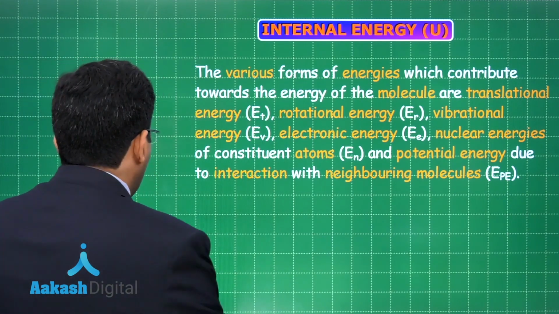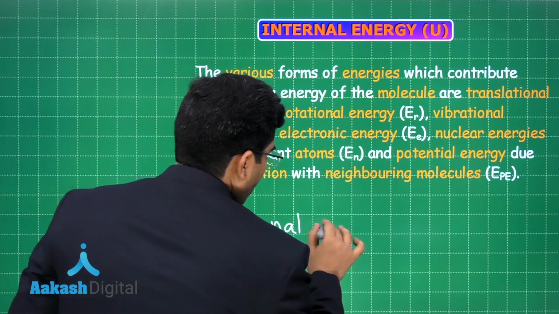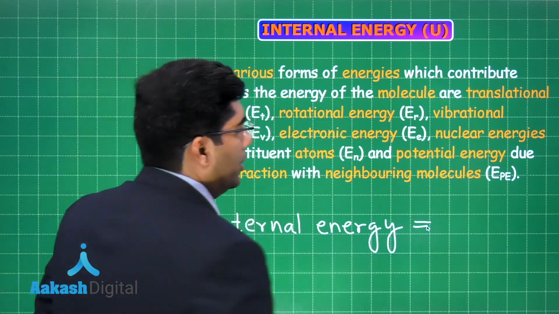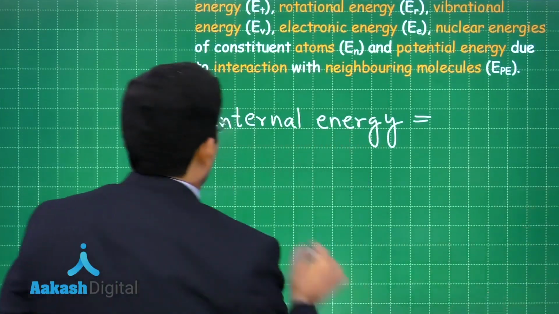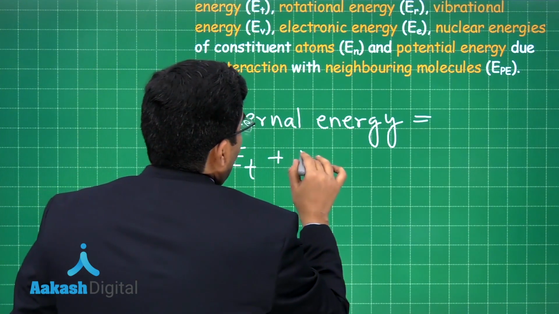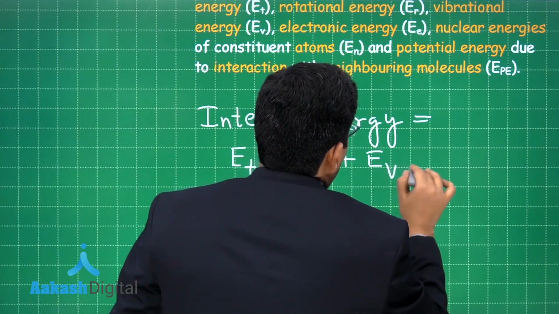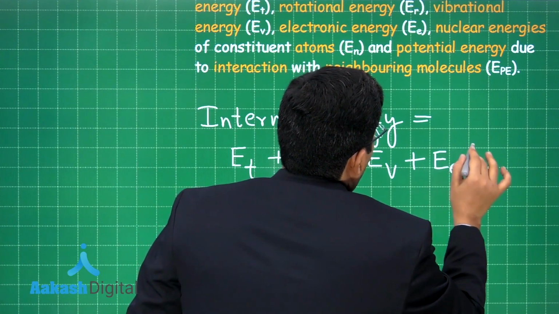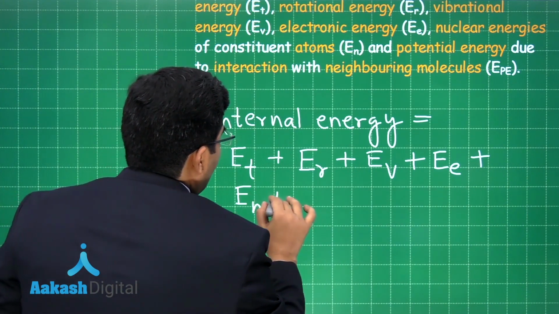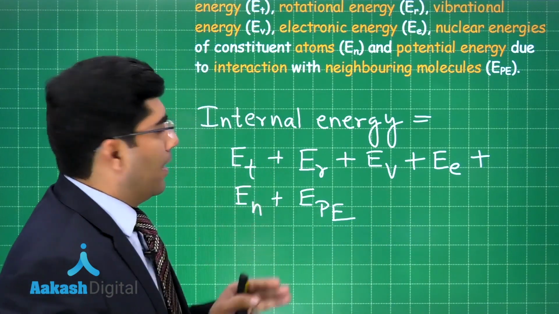So what is internal energy? Internal energy is equal to the sum of these energies, and this will be equal to E T, that is translation energy, plus rotational energy, plus vibrational energy, plus electronic energy, plus nuclear energy, plus potential energy. So this is internal energy, right?